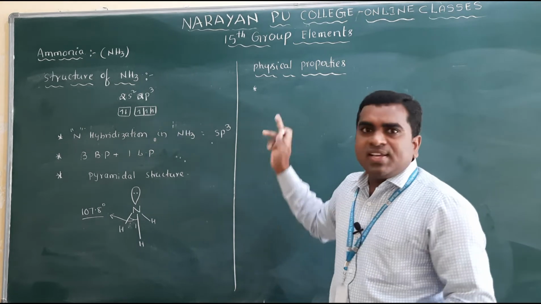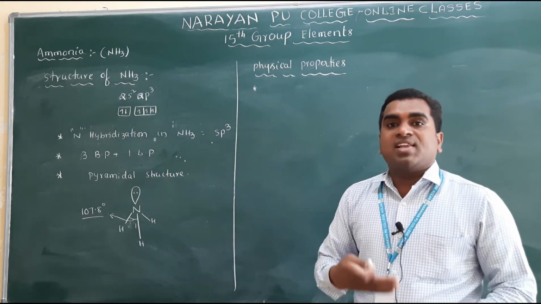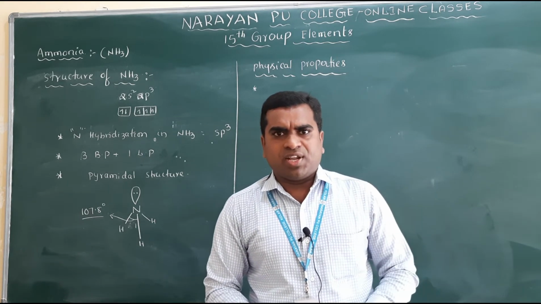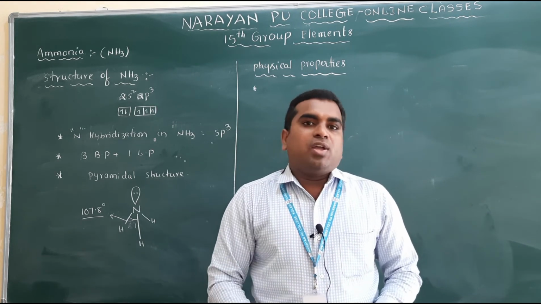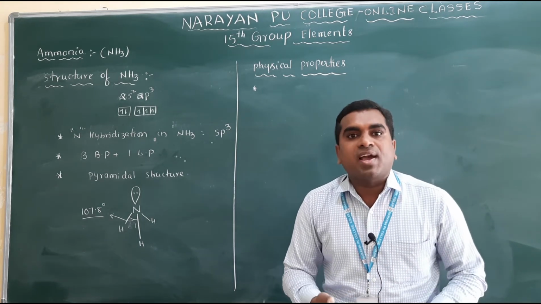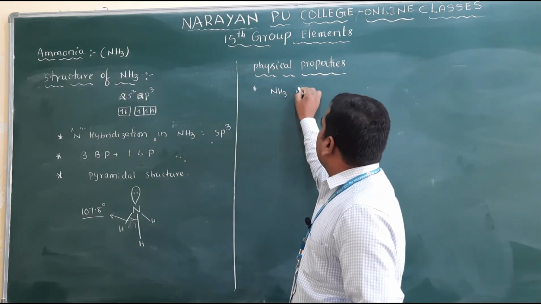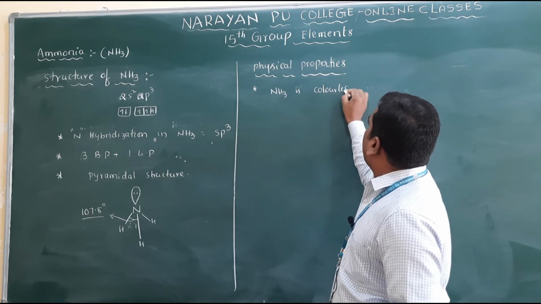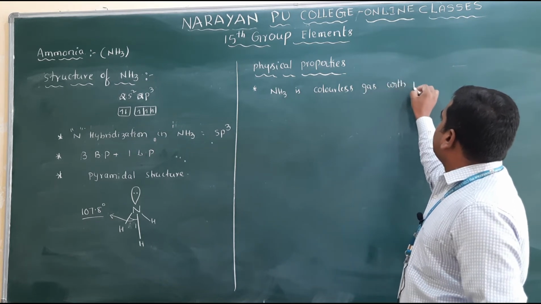So ammonia is a colorless gas with a pungent smell, like an ammoniacal smell. If you have done practicals in the laboratory and seen an ammonium hydroxide bottle, when you open the lid of that bottle you might have observed the smell. That smell we call ammoniacal smell. So that's why ammonia, NH3, is a colorless gas with a pungent smell.